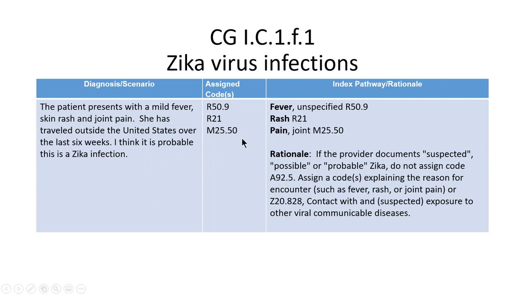We're going to code whatever her symptoms are, what she's presenting with, the fever, the rash, and the joint pain. And here, if the patient had had contact with someone who had Zika, then you would use the Z20.828 code. But we don't have that in our documentation, so we can't code that. We're only going to code what we know are the symptoms.